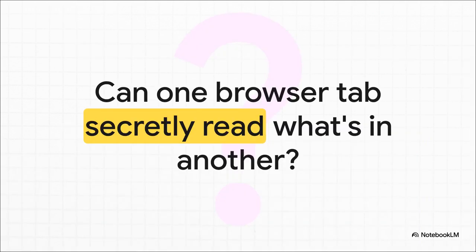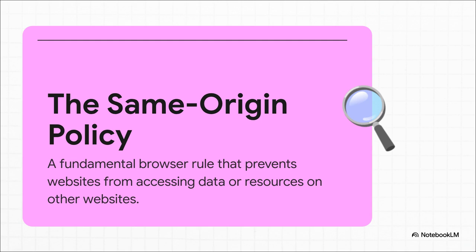So, let me ask you a question that sounds like it's straight out of a sci-fi movie. Can one website you have open secretly spy on another one? Actually read the images, the text, maybe even your username? It's supposed to be completely impossible. And the reason it's supposed to be impossible comes down to this one thing: the same origin policy.